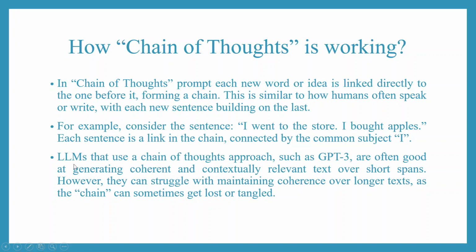LLMs, that is large language models, such as GPT-3, which use a chain of thought approach, are often good at generating coherent and contextually relevant text over short spans. However, they can struggle with maintaining coherence over longer text, as the chain can sometimes get lost or tangled.